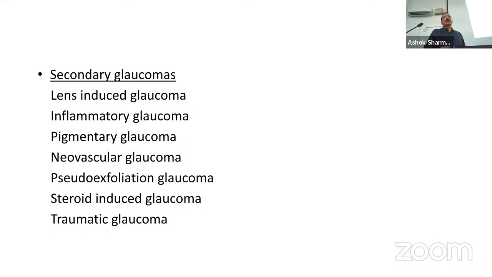Secondary glaucomas, there is a secondary factor in the eye, maybe a swollen lens, it may be uveitis, it may be pigment release from the iris, it may be neovascularization post central retinal vein occlusion, right? It may be because of pseudoexfoliative material which is covering the trabecular meshwork, it may be because of prolonged use of steroids, or it may be because of angle recession because of trauma. So in secondary glaucomas, you have a definite cause in the eye in the form of all these things. In primary glaucomas, you don't have any ocular pathology.